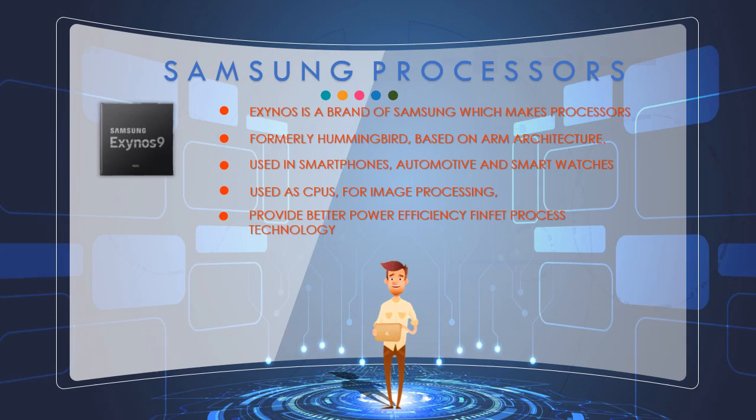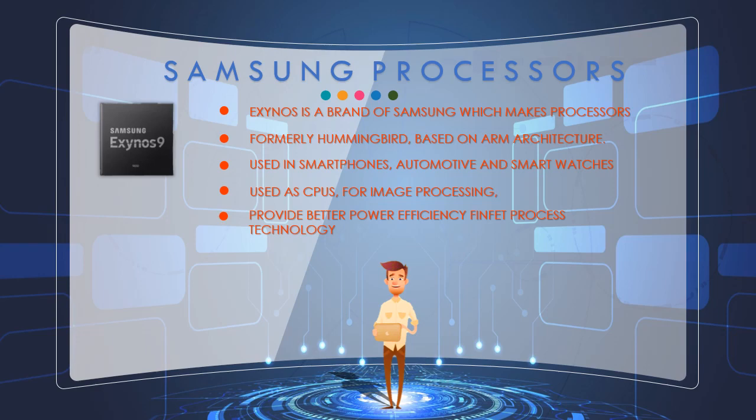Some of the processors in the series are Exynos 7, Exynos 7420, then Exynos 7 Octa, Exynos 7 Octa 7870, etc. This processor is equipped with octa-core on the latest 64-bit ARM architecture, with certain GPUs. The chips are built on 14nm technology, a patented technology from Samsung, and are used as CPUs for image processing, etc.